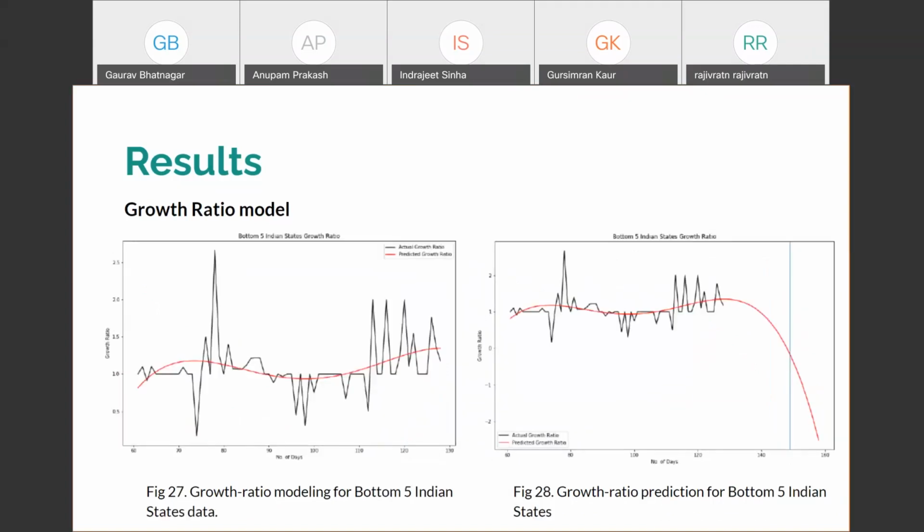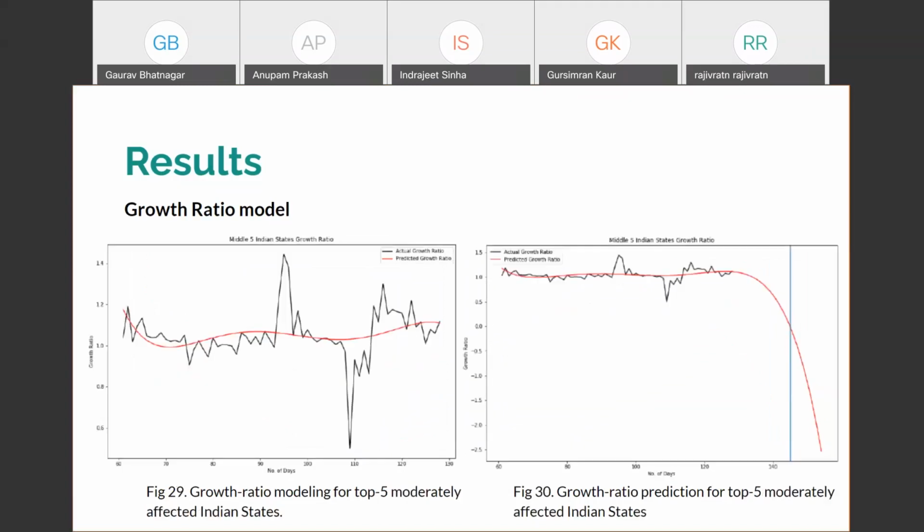There was variation in these places. The bottom 5 Indian states and the moderately affected 5 Indian states showed quite huge variation in growth ratio, because the cases were still increasing in these places. New cases were coming and people were getting recovered. So the spread was not uniform, and that is why there is so much variation in the growth ratio, as we can see in black.